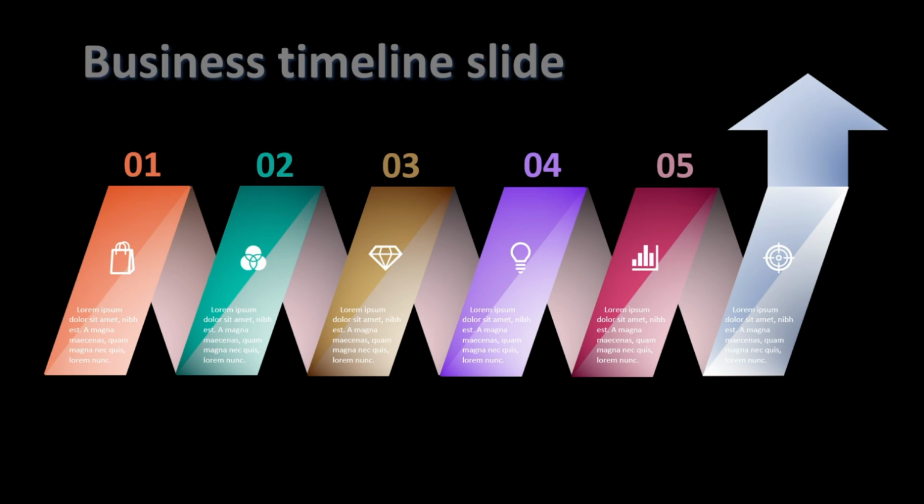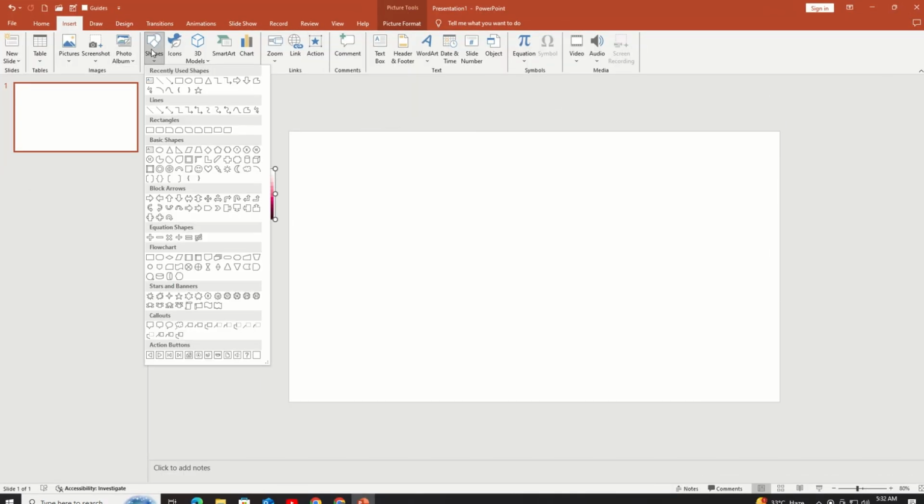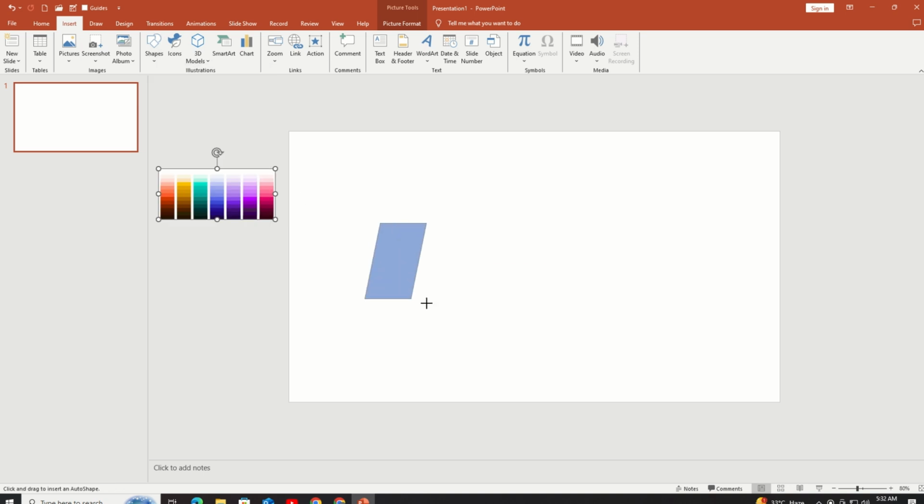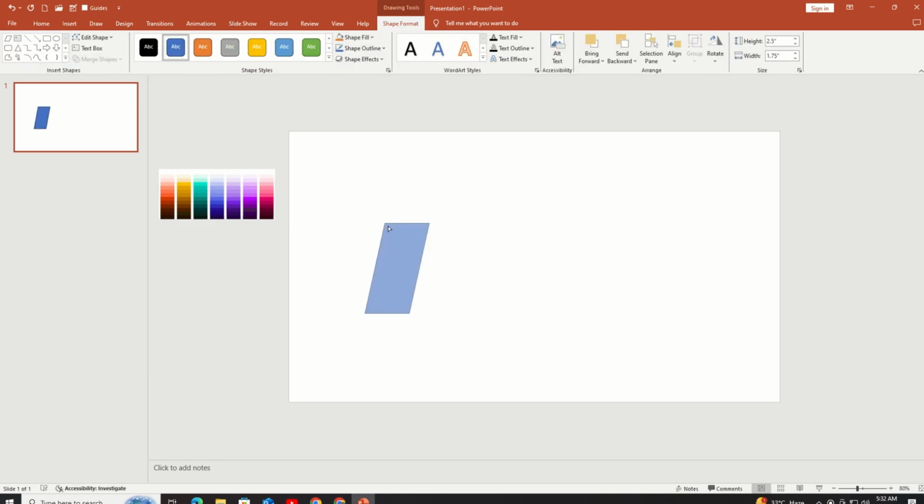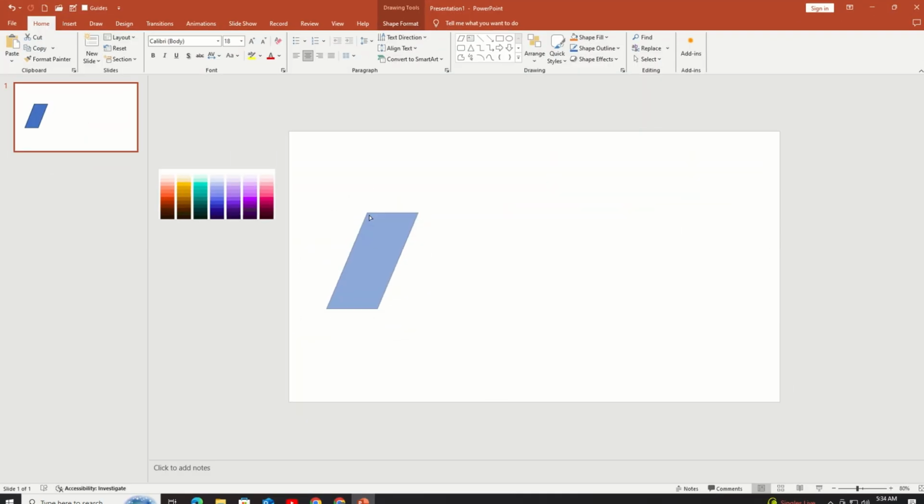So let's start. First, open up a blank slide in PowerPoint and add this rhombus right here like this. And you're going to decrease its width. And let's place it and adjust it. Now place it into the middle.